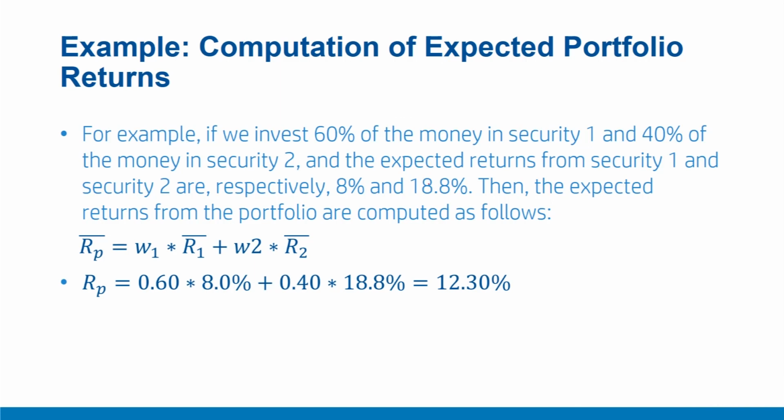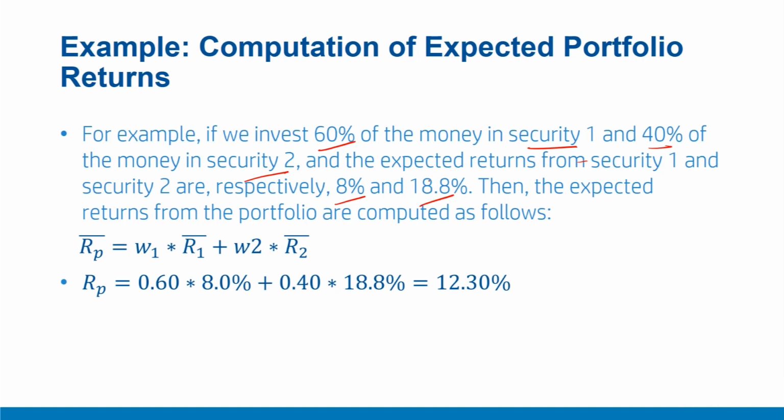Let's perform a simple example of expected portfolio return. Let's say you have two securities, and you invest 60% of the wealth available with you in security 1 and 40% of the wealth in security 2. Now you also know that the expected returns from security 1 and 2 are 8% and 18.8% respectively.